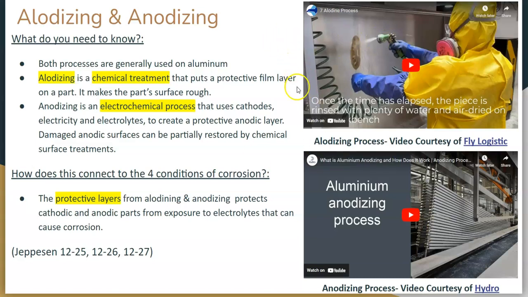If you want to learn a little bit more about the alodine process and the anodizing process, I have two videos that I'm going to include later in the Nearpod if you're listening to this on Nearpod. If you're doing this by Google Slides, I also have the videos embedded as well. But the bottom line, why do we care about alodizing and anodizing? Like the previous slide said, we need to have a protective layer, and alodizing and anodizing can act as a protective layer for aluminum that essentially protects aluminum from electrolytes that can cause corrosion when all the other elements are in place.